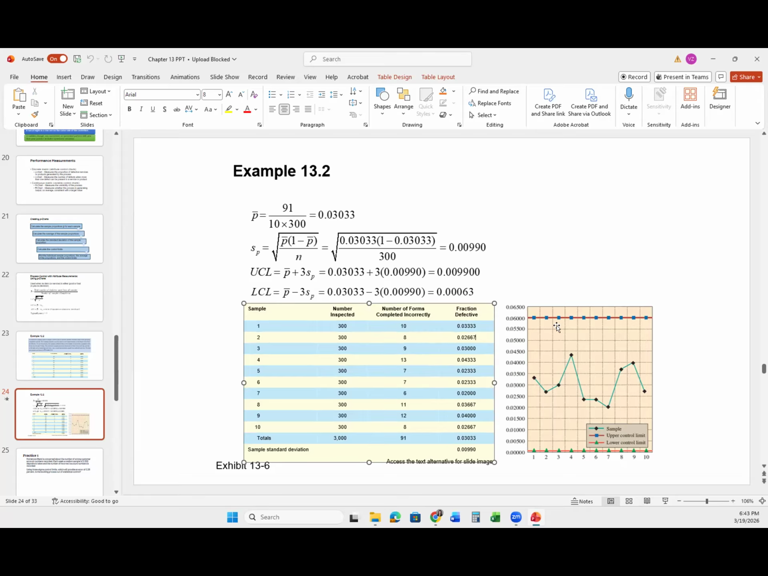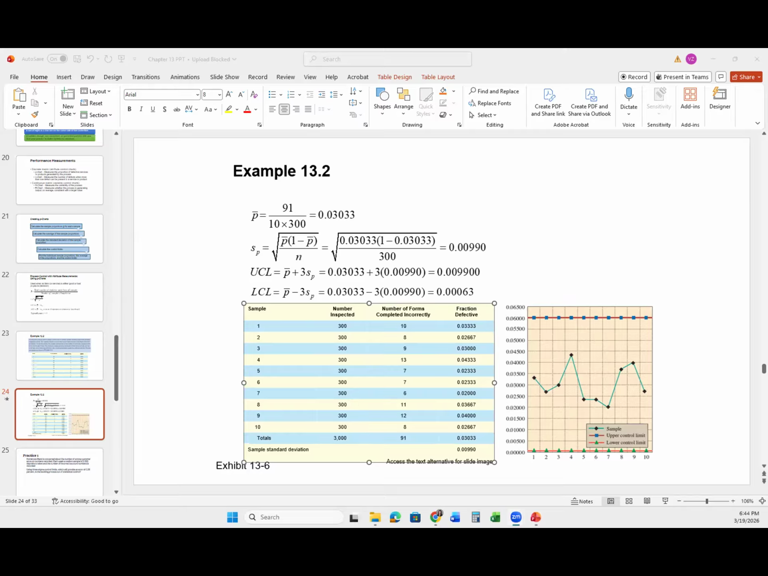You will be able to see this. And if you find that all of the samples cross the middle line and not a single sample is outside the limits, then you can say it's in control. So this is how we do the P chart. Any questions by now?